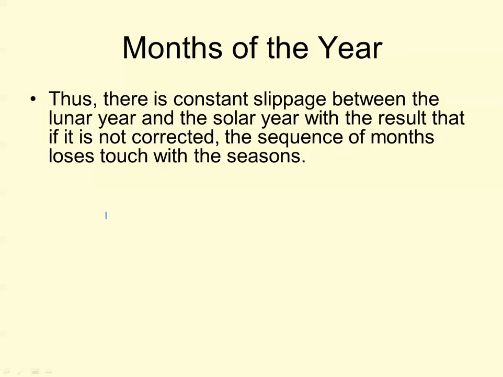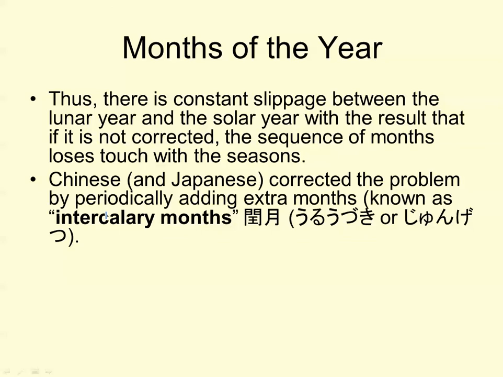So in that lunar calendar scenario with 360 days a year, there's constant slippage between the lunar year and the solar year, with the result that if you don't correct it, the sequence of months loses touch with the seasons pretty quickly. It doesn't take long. When you think about it, a discrepancy of 5 days a year is a whole lot more than a discrepancy of 1/4 of a day a year.